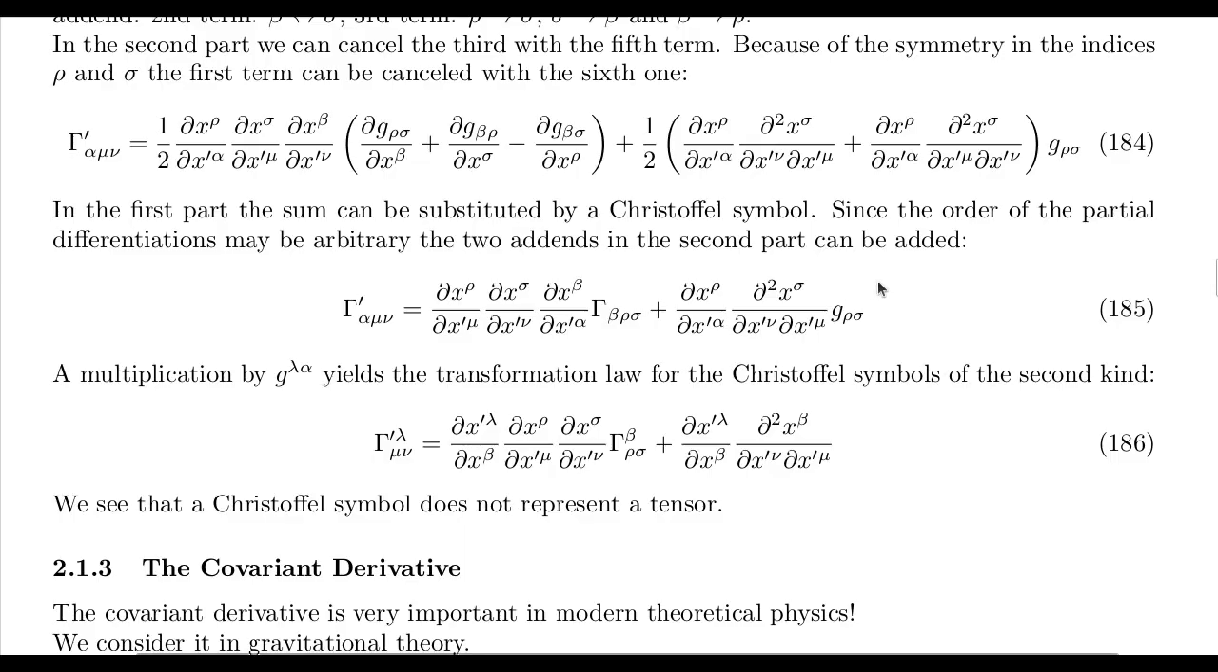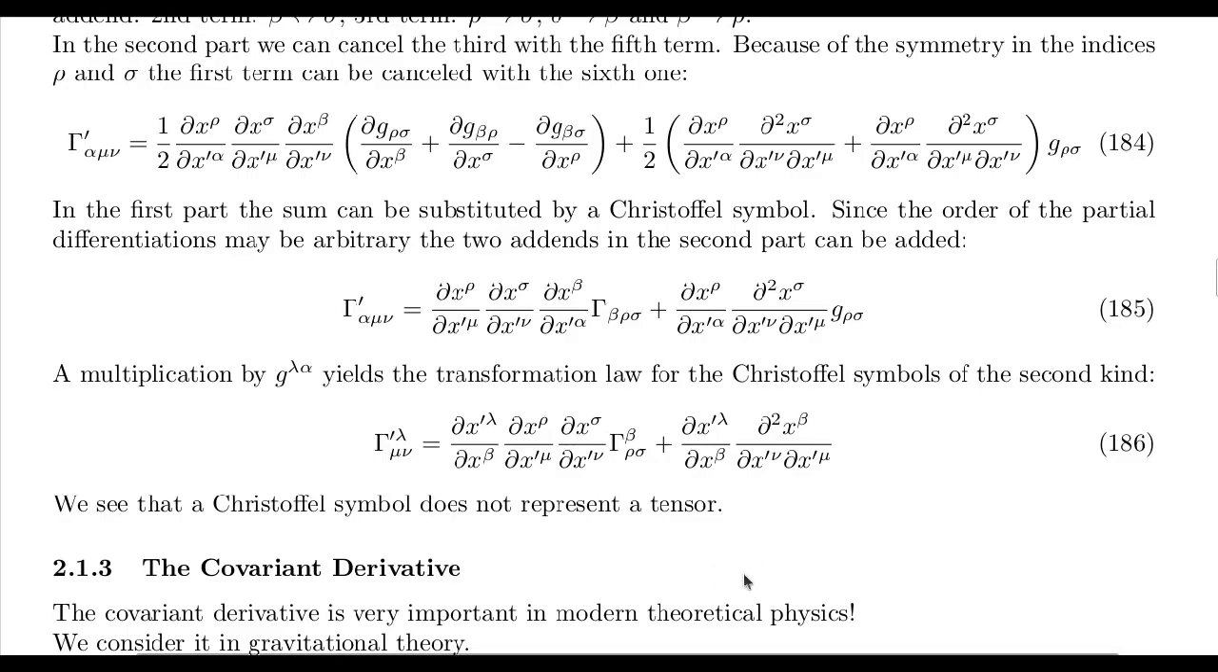And now we multiply again by a contravariant G tensor to get the Christoffel symbols of the second kind here. So we get here gamma prime with a contravariant lambda. So we have 185 and 186 for the Christoffel symbol of first and second kind. This is a transformation law.